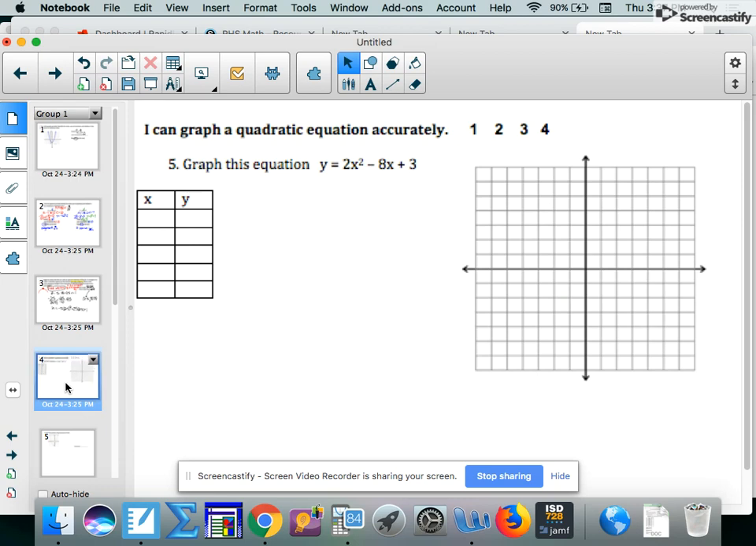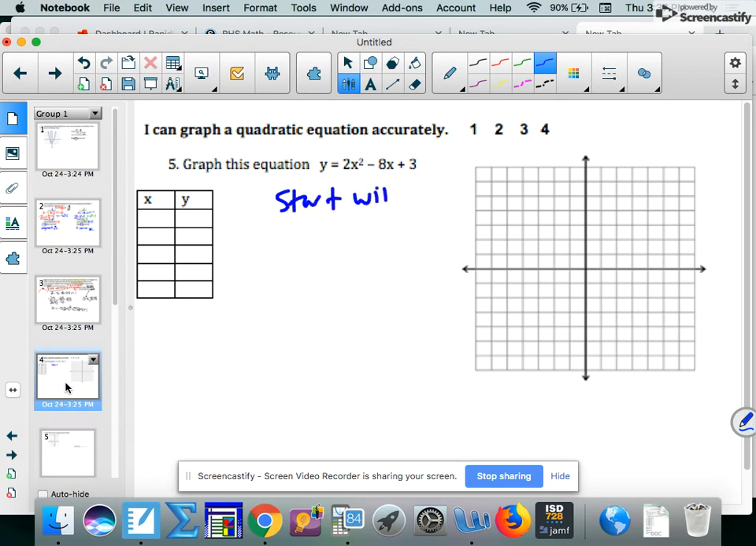Okay, so ready to graph. First step of graphing is you need to find at least the axis of symmetry. You need to start with negative b over 2a. That's your starting point. So in my case, a is 2 and b is negative 8.